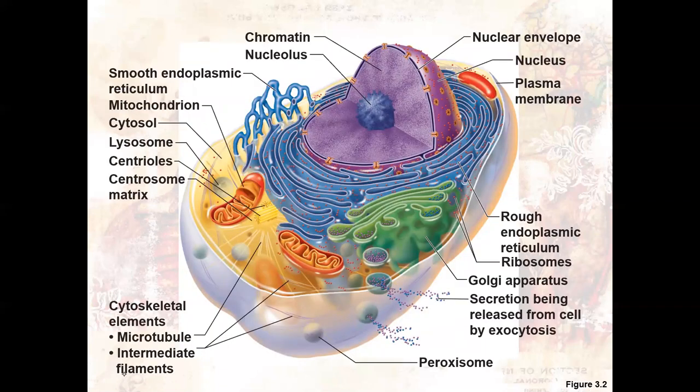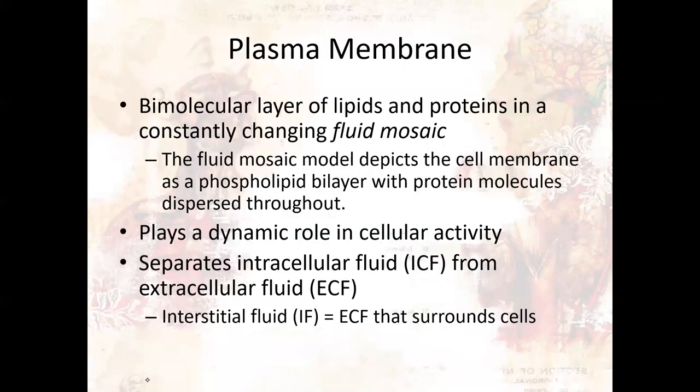Here's our generalized cell. This is a cell with all the parts. Not all your cells have all the parts, but this one does. The plasma membrane separates the outside from the inside of the cell. It is a phospholipid bilayer. It's often described as a fluid mosaic. Fluid because it changes, and mosaic because there are other molecules embedded here to make up this mosaic.